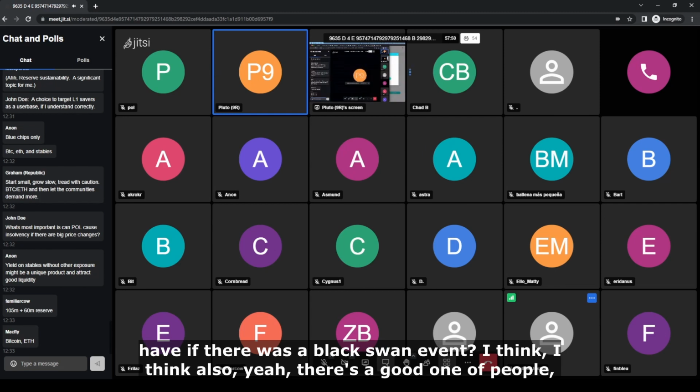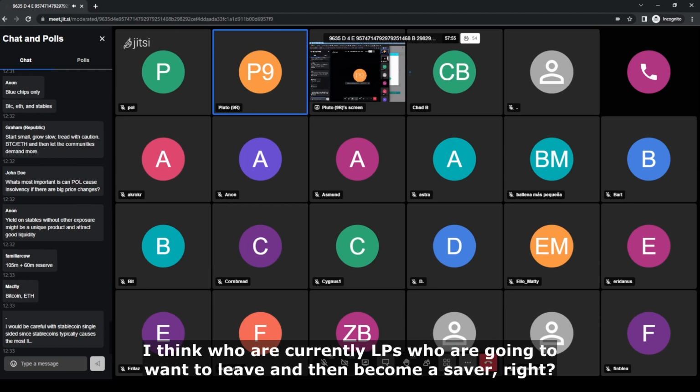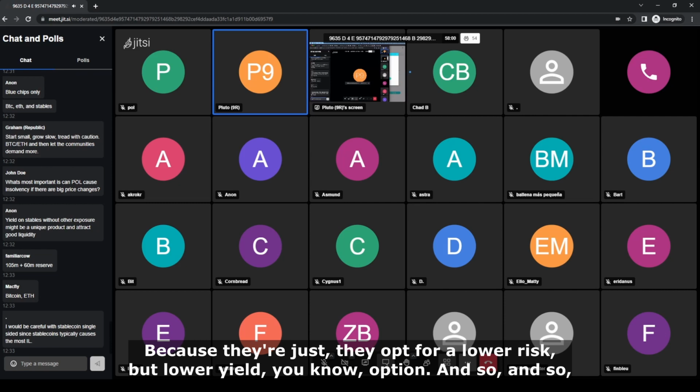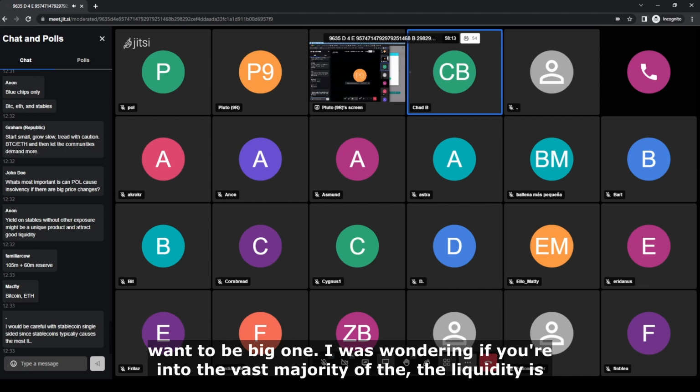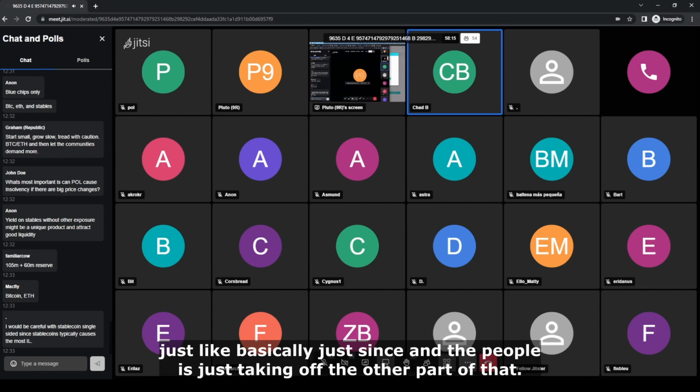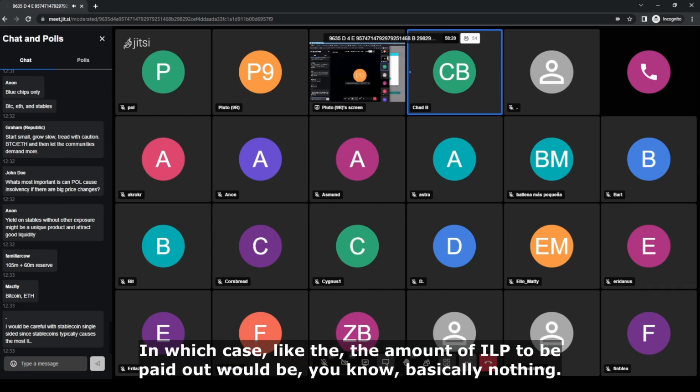I think there's a good amount of people who are currently LPs who are going to want to leave and then become a saver, right? Because they opt for a lower risk but lower yield option. That's true. I think there's a non-zero chance that people just say, you know what, I just want to earn Bitcoin, I just want to earn Ethereum. And so the vast majority of the liquidity is basically just synths, and the POL is basically taking up the other part of that. In which case, the amount of ILP to be paid out would basically be nothing.